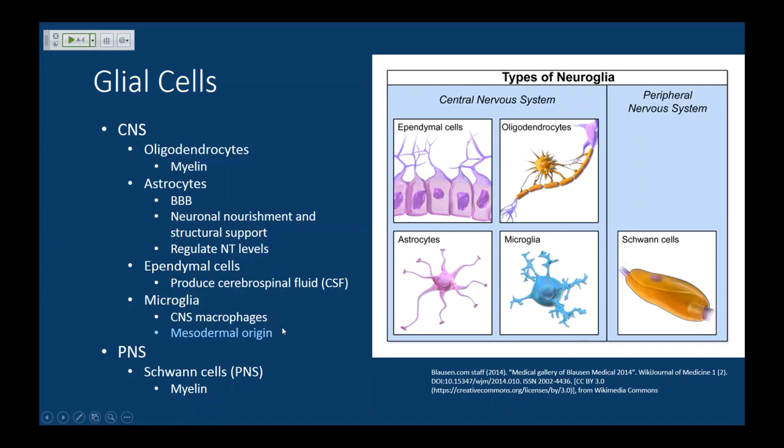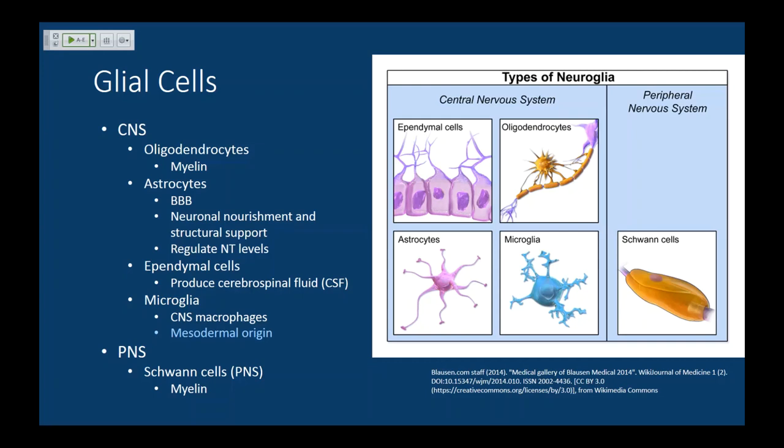And something that I think is super high yield is that these are of mesodermal origin. So you may not have learned about the germ layers yet, but you will, and it's very important for the MCAT. Because microglia are basically macrophages in the central nervous system, they share an origin with other macrophage monocytes, which are from the hematopoietic stem cell lineage. And like those cells, they come from the mesoderm, which is in contrast to the rest of the cells that we're talking about in the central nervous system, which all come from the ectoderm.